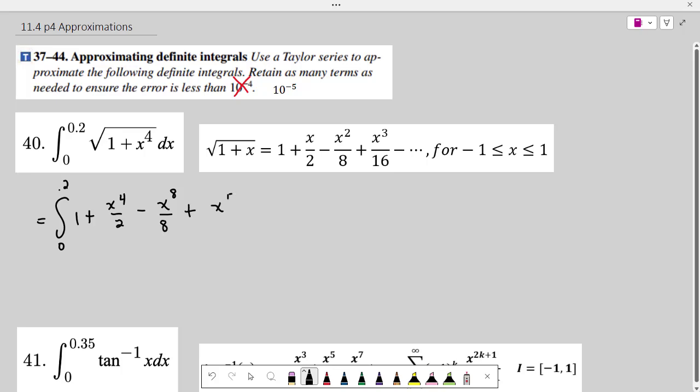How many terms will you always want us to do? It'll say in the problem, so usually it's 4 non-zero terms. That's kind of typical.